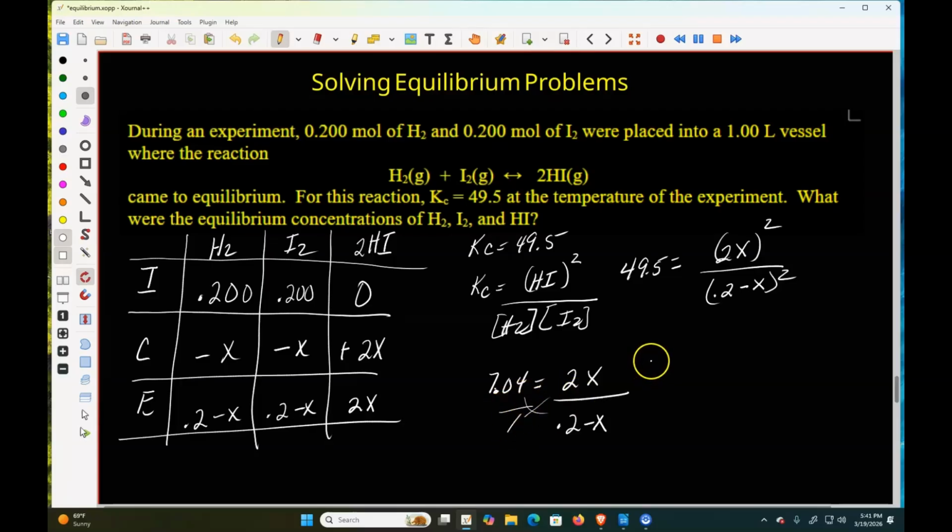So if I cross multiply then, I will get 2x equals 1.41 minus 7.04x. Combining like terms, I'll get 9.04x equals 1.41. And x will equal 0.156.